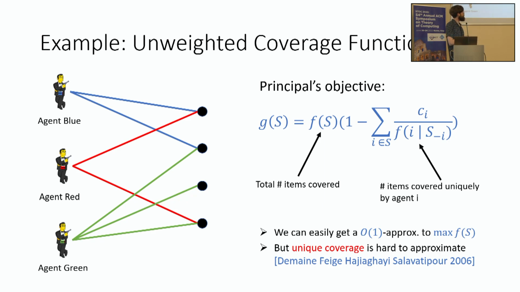It turns out that unique coverage, in a very nice SODA paper from 2006 by Demaine, Feige, Hajiaghayi, and Salavatipur, is actually hard to approximate. There's semi-logarithmic hardness for approximating this. This doesn't mean that our problem is hard, but intuitively, we're somewhere between the two: this tractable coverage optimization on one hand, and on the other hand, we need to take care of this.